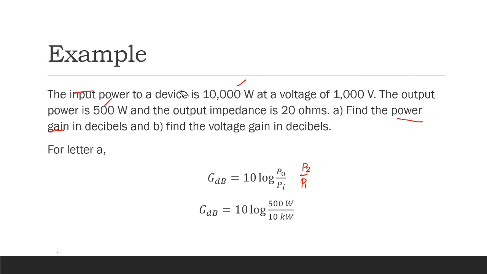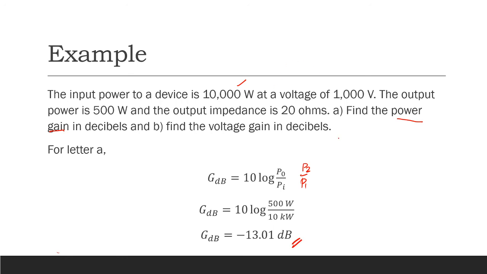So, yun. The output power is 500 watts. Tapos, the input power is 10 kilowatts. So, ibig sabihin class, anong ina-expect natin na sagot dito? Dapat negative. Bakit? Kasi, attenuation yung meron tayo. From 10 kilowatts, bumaba yung input, yung resulting power natin to just 500 watts. So, ito, type nyo lang din sa calcu, diretso, 10 log 500 over 10K. We will have negative 13.01 dB. This is our power gain ngayon.